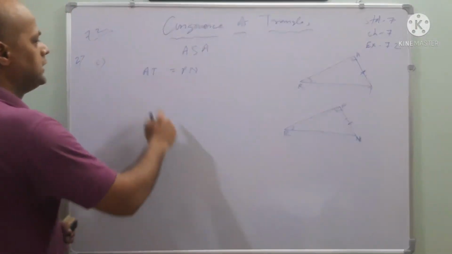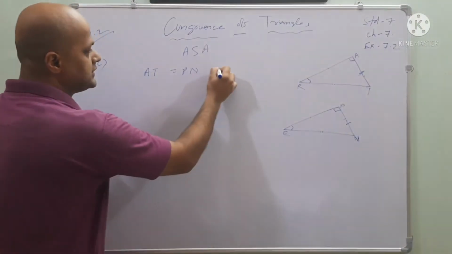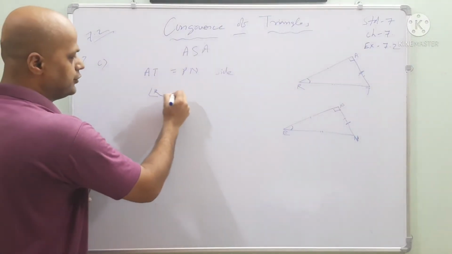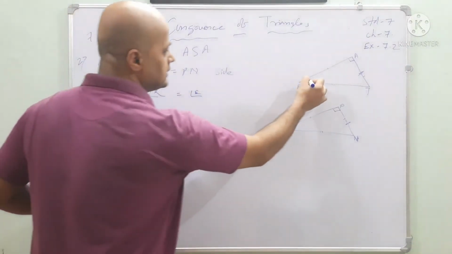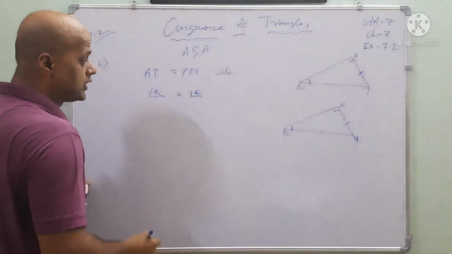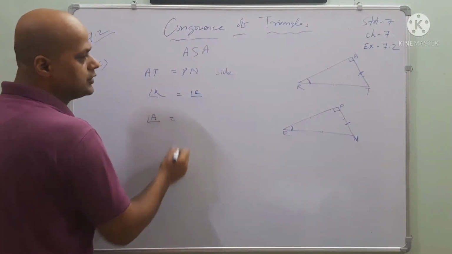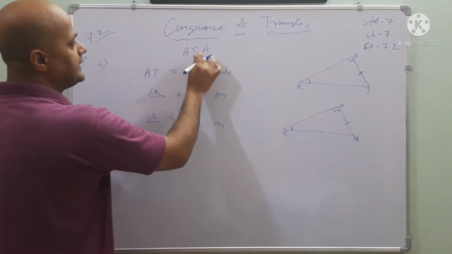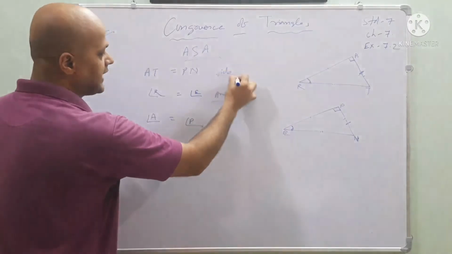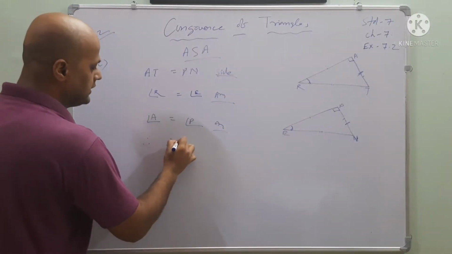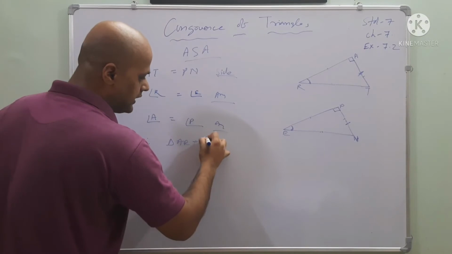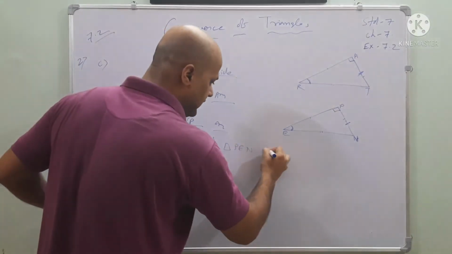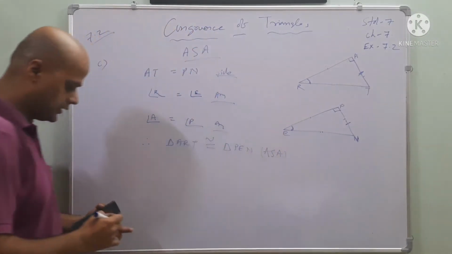Go for it. AT is equal to PN is over. That is, this is the side. Now what are the two angles? Yes, very good. Angle R is equal to angle E. This angle is equal to this. Another angle is which one? Yes, angle A is equal to angle P. This is angle, this is angle. Now is ASA rule implemented or not? Angle, side, angle. Therefore, triangle ART is congruent to triangle PEN by which rule? Yes, ASA rule. Understood, my dear friends?